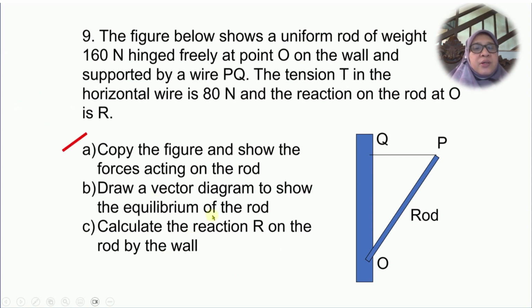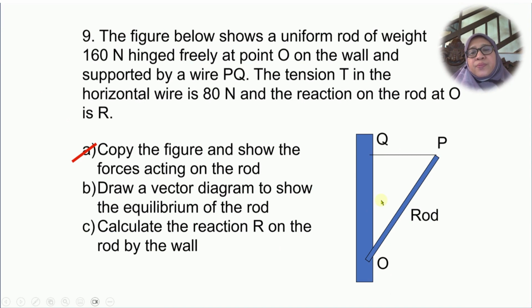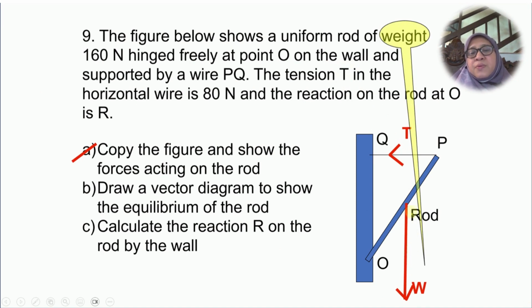Okay, so we copy the figure. The tension in the string, we label as T. Then the weight of the rod downward, and the reaction by the wall is R. So now that is all the forces that act on the rod.